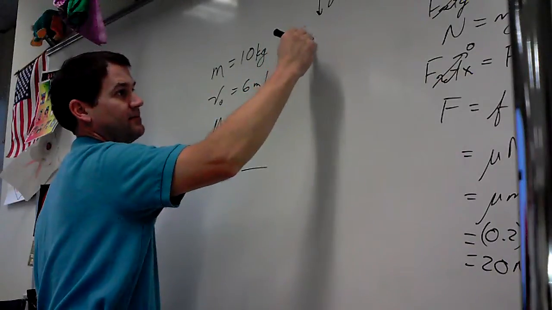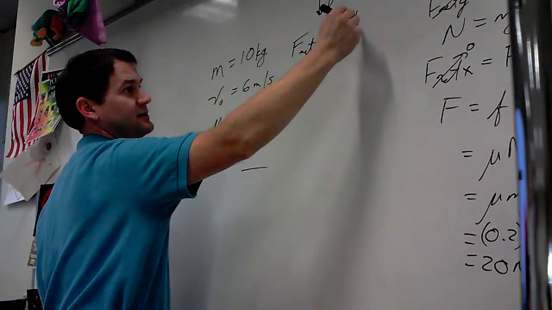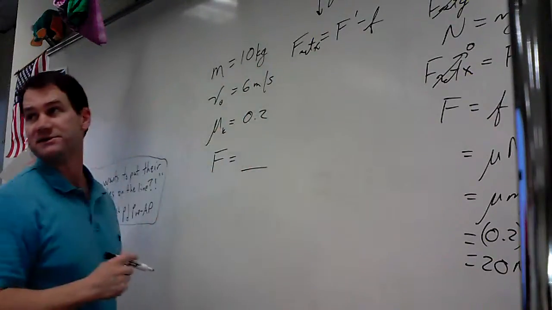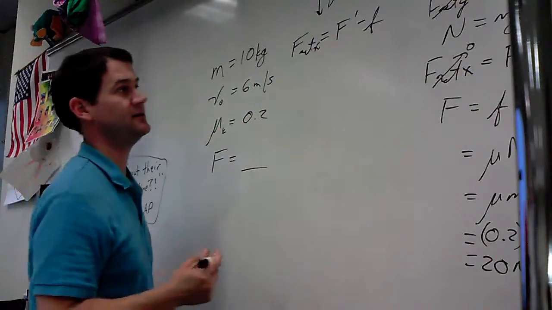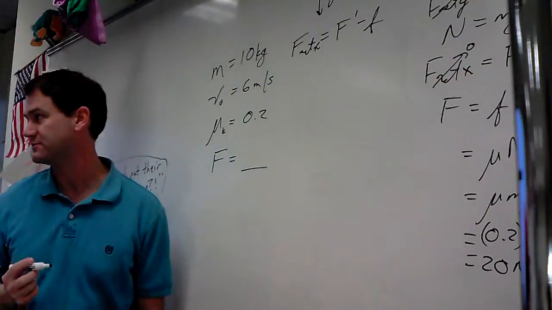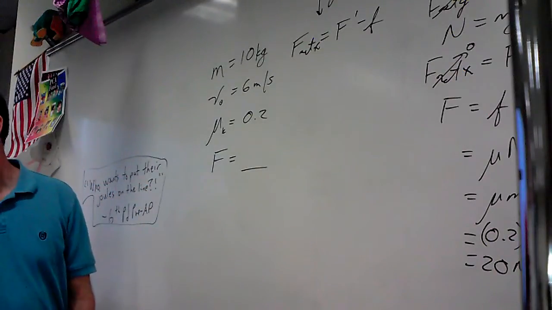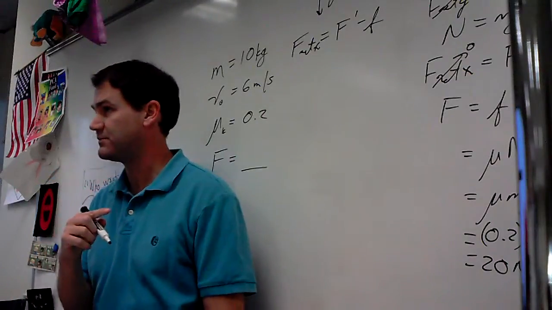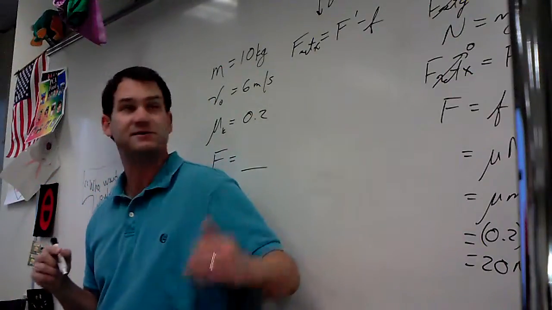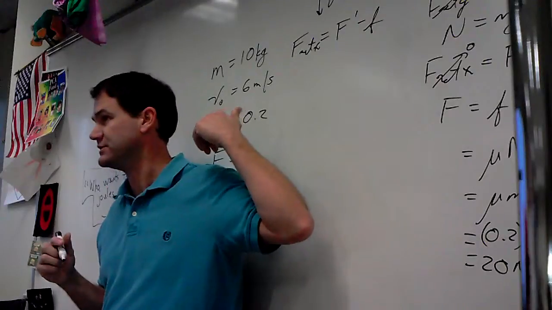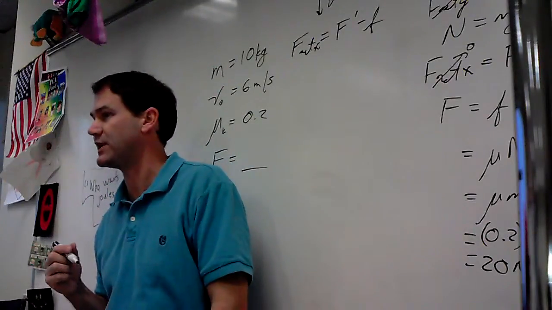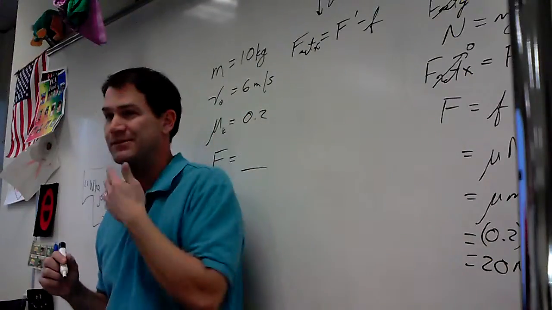F-net x this time is still F prime minus fric, but is the acceleration 0 now? No, it's some non-zero number. Now, many of you chose to work this part C before B. You said, well, I can find the acceleration by finding the change in kinetic energy, solving for the change in velocity, find acceleration, then come back to B.